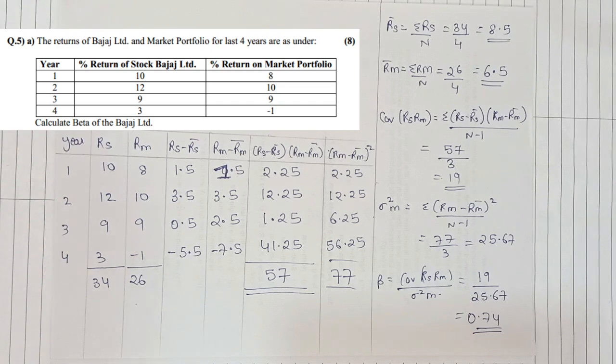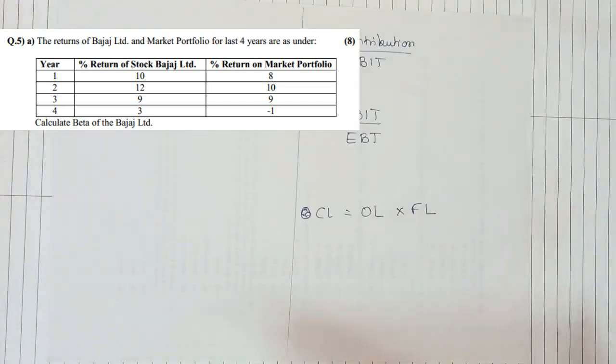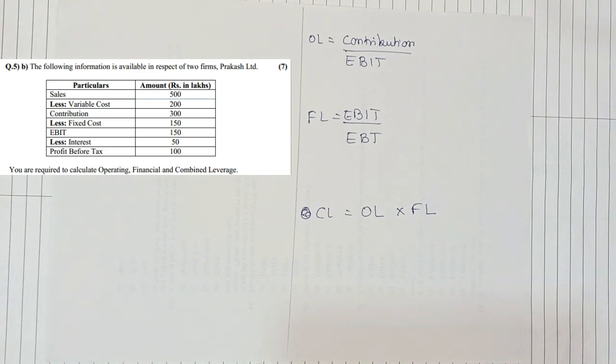Chalo. Now last question, question number 5b. It is given from the following information available of two companies. They mentioned two firms in the question, but there is only one firm in the paper, okay? That is Prakash Limited, and they're giving you sales less variable gives you contribution, less fixed gives you EBIT, less interest gives you EBT. They're asking you to just calculate the leverages.